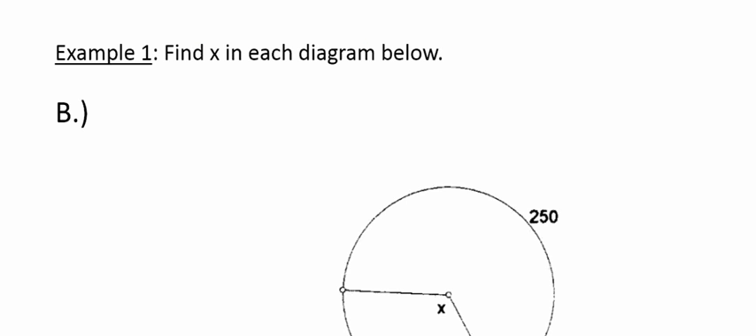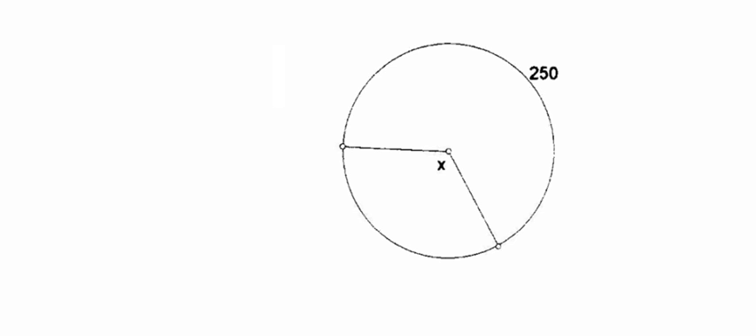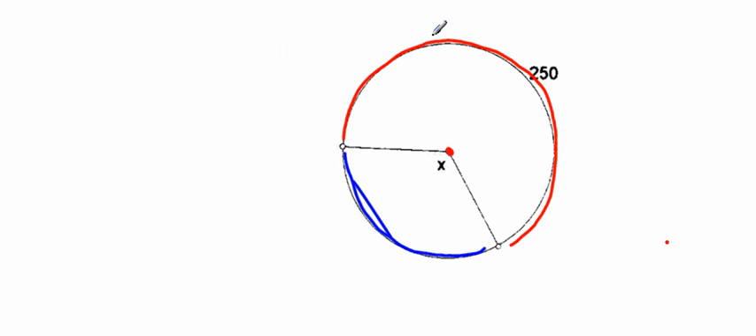All right, I'm going to go ahead and take a look at letter B. Again, they're asking us to find x. In this particular case, x is going to be the degree measure of this central angle. We do know that the measure of this red arc is 250 degrees. We can find the measure of this blue arc. The red and the blue together make up a full circle, or a complete 360 degrees. Since the red arc is 250 degrees, the degree measure of the blue arc has to be 110 degrees.